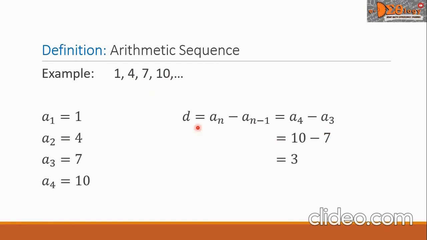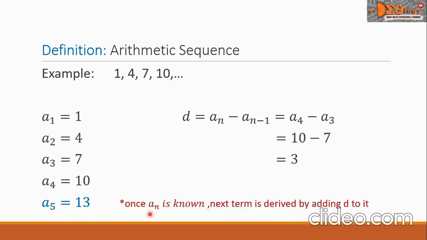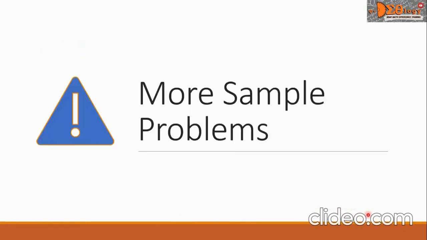The common difference helps us also to provide the next term after 10, and that is a sub 5, which is 10 plus the common difference 3, equal to 13, so on and so forth. So we say, once a sub n is known, next term is derived by adding d, the common difference, to it. Let's have more sample problems.